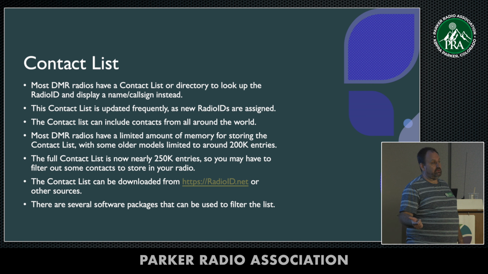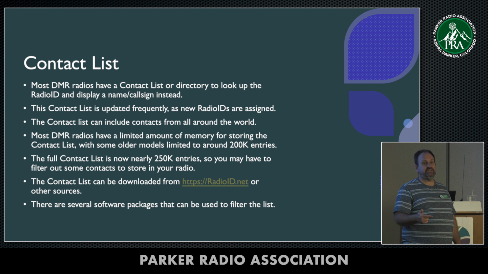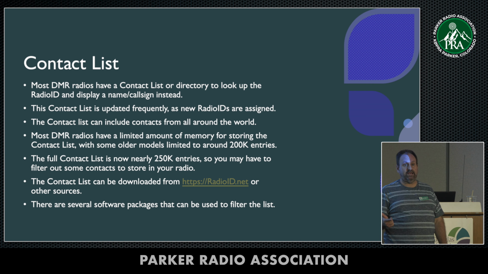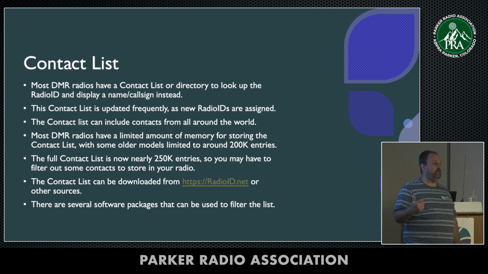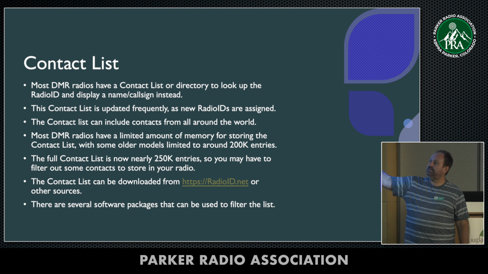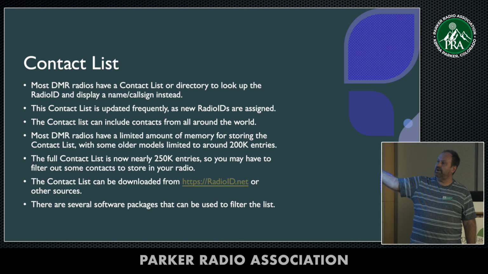The V2 model of both the 878 and the 578 mobile, I think, allow 500,000 in the contact list. So they can take the whole list. So if you've got the newer version, you don't have to worry about that. So this is going to change on a frequent basis.